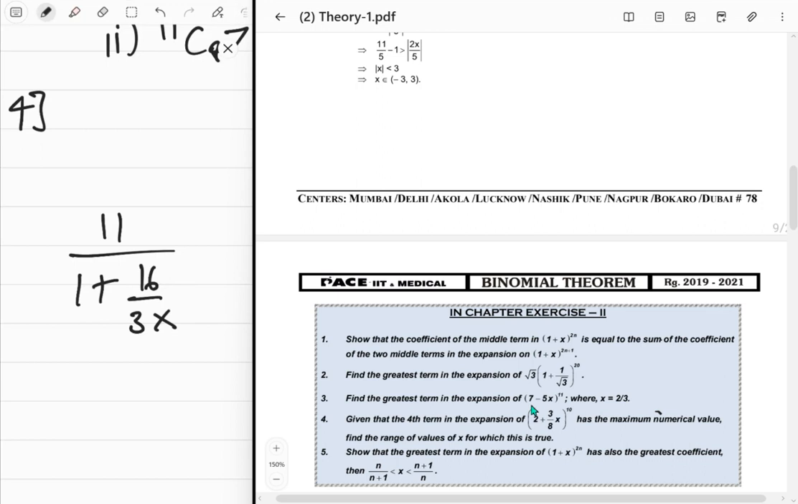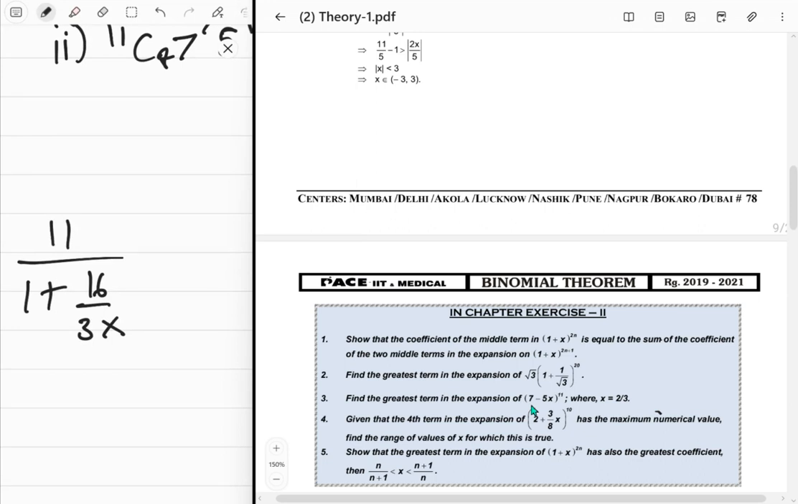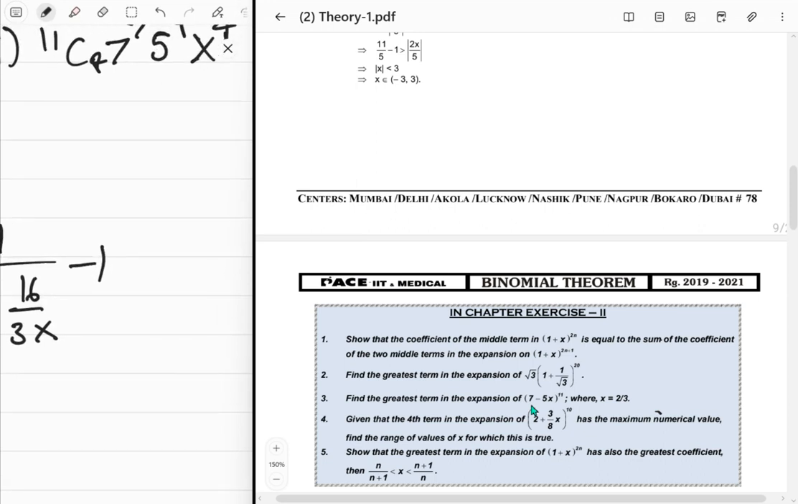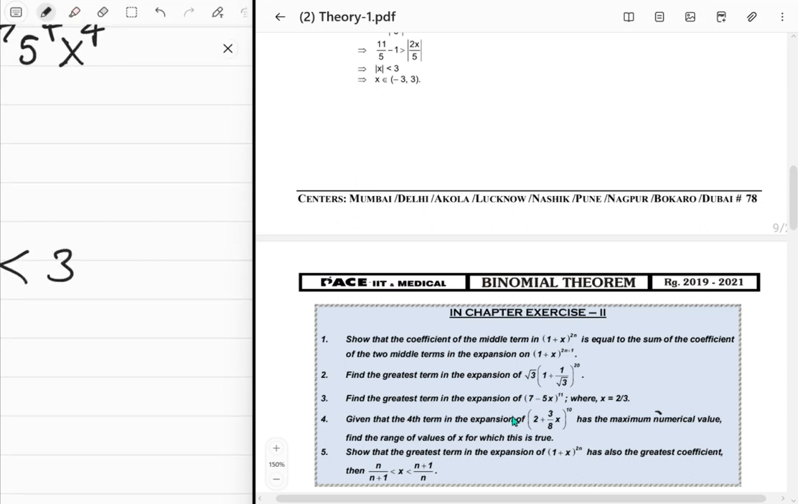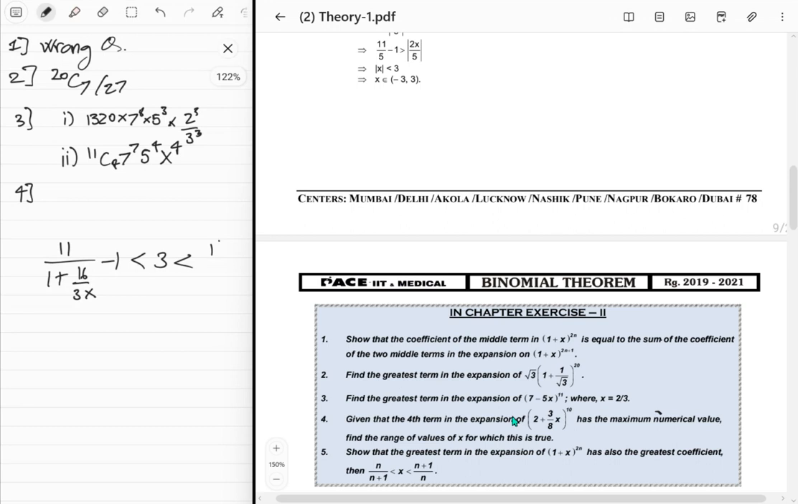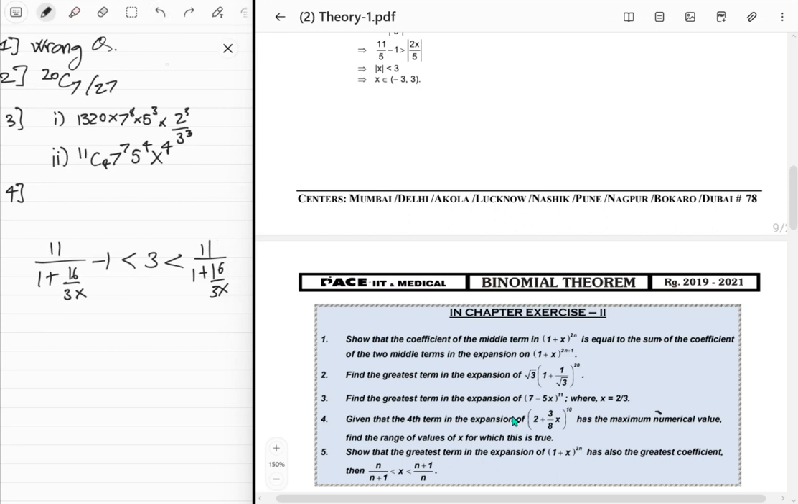Whatever positive range we get, we'll just make that opposite so that it works out. So a minus 1 is between r and it's the fourth term, so r is equal to 3, and then it's less than the same thing over here, 11 upon 1 plus 16 upon 3x. Let's take each of these inequalities side by side and see what we get.